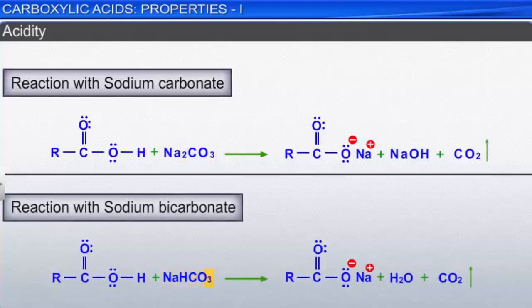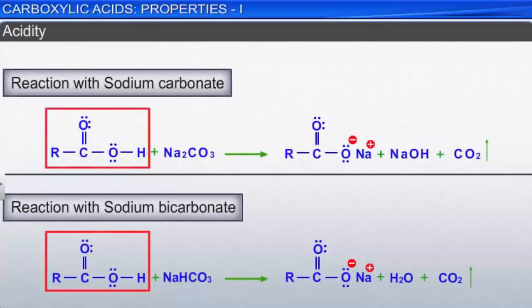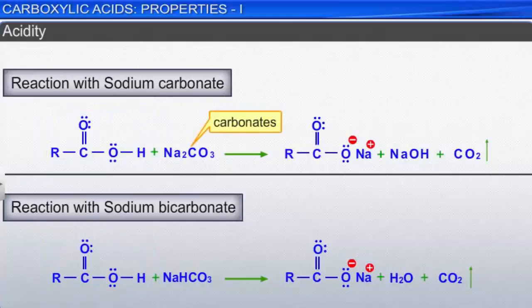of carbon dioxide. The reaction of carboxylic acids with weak bases clearly proves that they are tremendously more acidic than the very weak organic acids, alcohols and acetylene. Hence, the reaction of carboxylic acids with carbonates and bicarbonates is used to detect the presence of the carboxyl group in an organic compound.